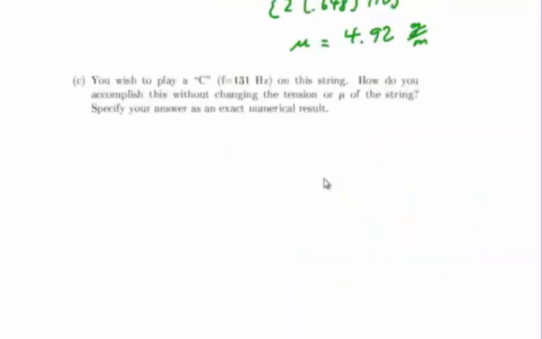Finally, in part C, you wish to play a C note, which is a frequency of 131 Hz on this string. How do you accomplish this without changing the tension or the mu of the string? Specify your answer as an exact numerical result. Well, what we know is that you change the note on the guitar by placing your finger on the neck of the guitar against one of the frets and thereby change the length of the string.